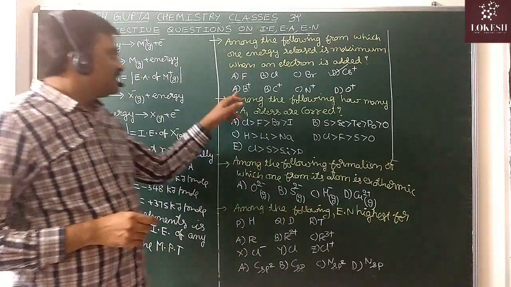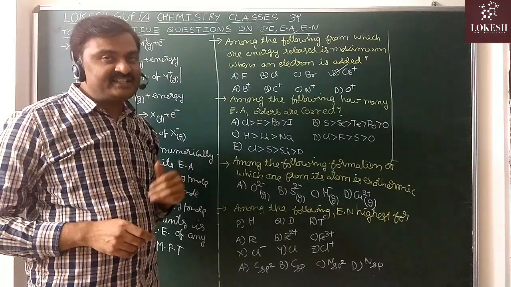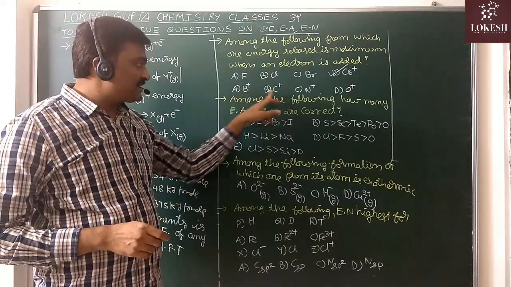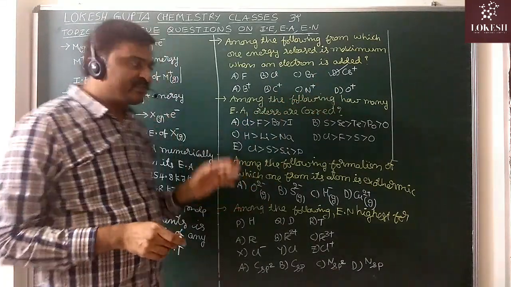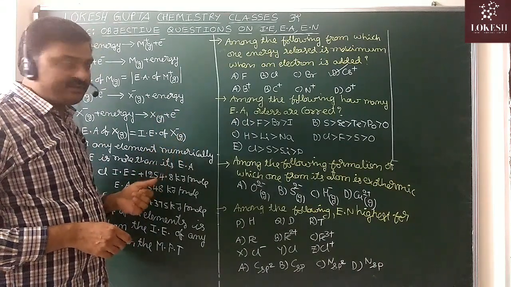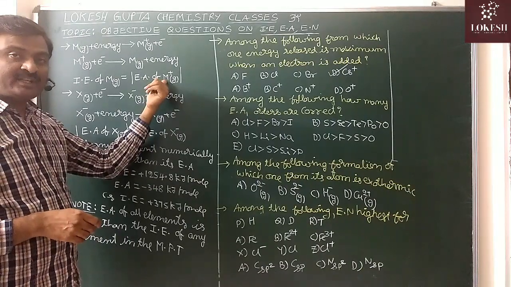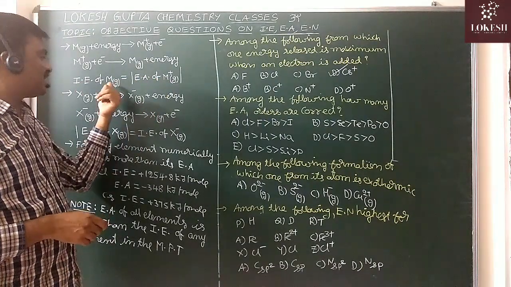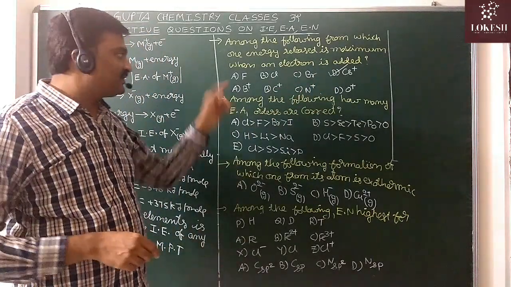Next. To which of these, when an electron is added, is the energy released maximum? Boron plus, carbon plus, nitrogen plus, Cs plus. See, energy released when an electron is added means electron affinity. Electron affinity of M plus is numerically equal to ionization energy of M. So we have to know the ionization energy order of these elements.